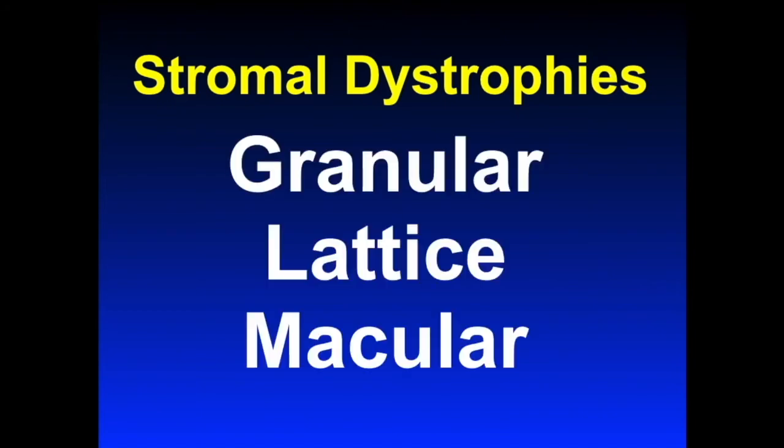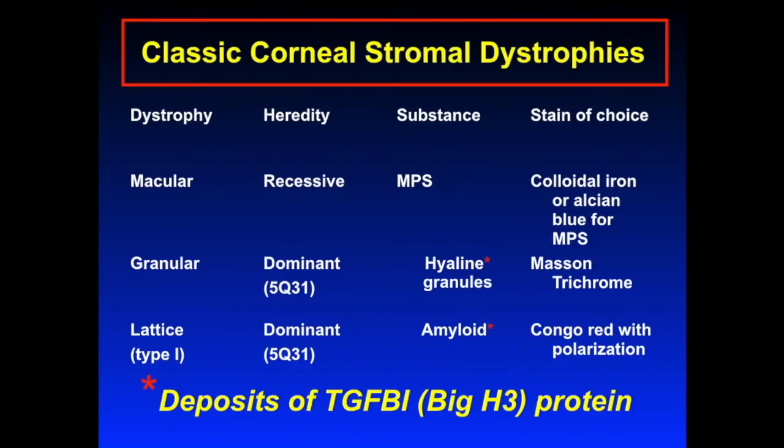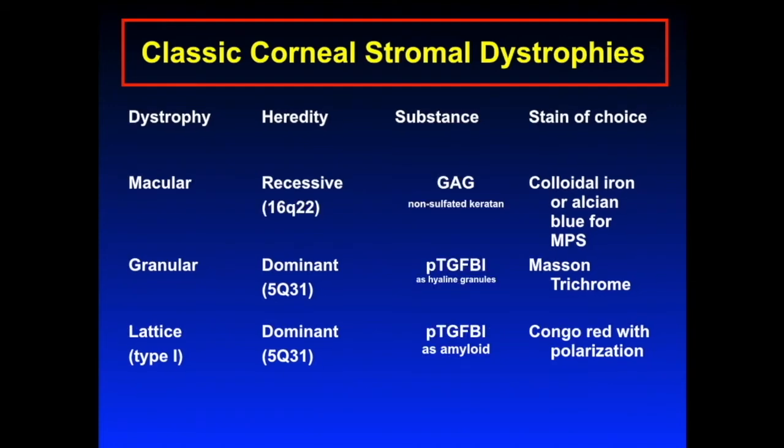The classic stromal dystrophies in the past were granular, lattice, and macular. Here's the old chart: granular, hyaline, lattice, amyloid, macular, mucopolysaccharide. Now, hyaline is a nonspecific descriptive term meaning glassy. We now know that the hyaline granules are actually composed of TGFBI protein, and the amyloid in lattice is composed of TGFBI protein as well. You can see the classic stains of choice: colloidal iron or Alcian blue for macular, Masson trichrome for granular, and Congo red with polarization for lattice.